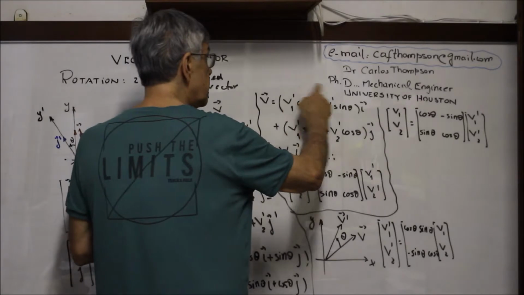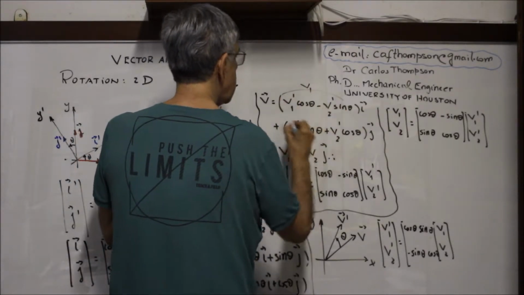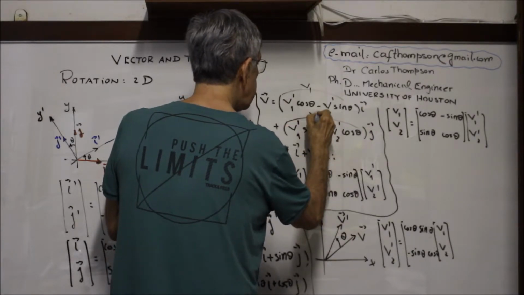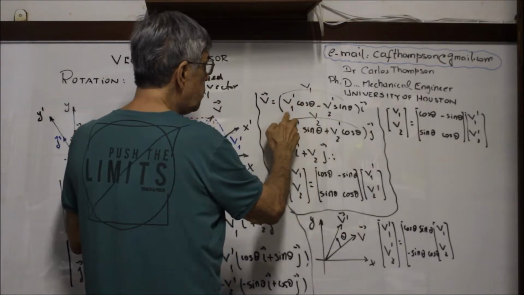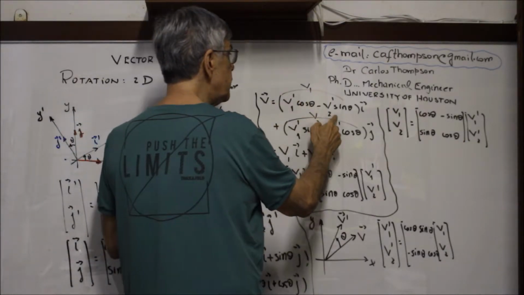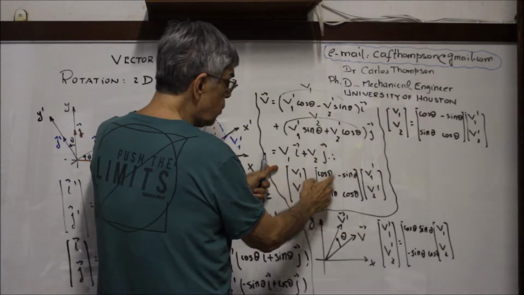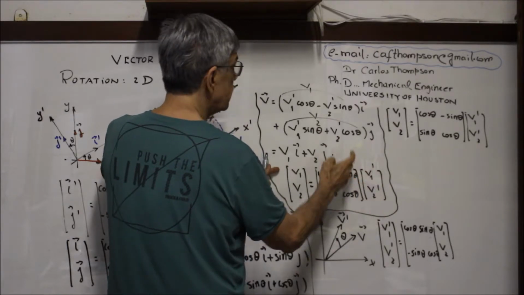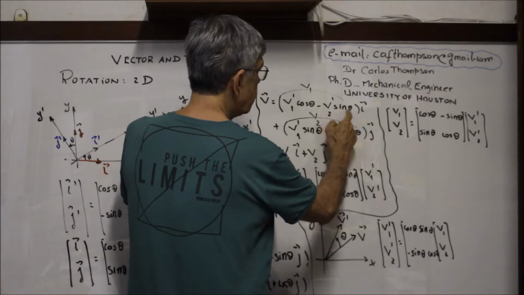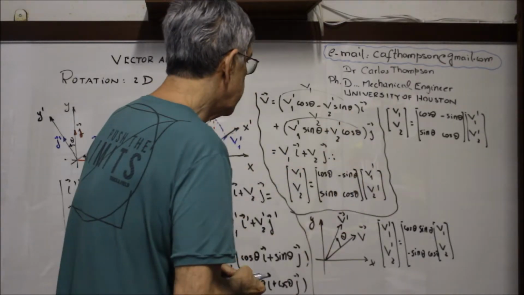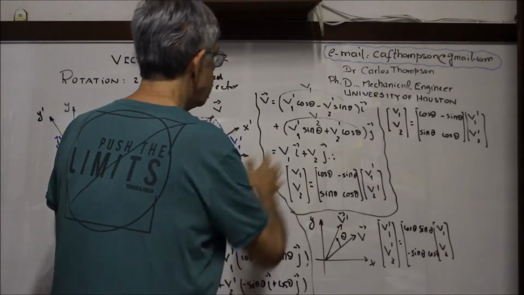So this term over here must be v1, and this one must be v2. So v1 is v1 prime cosine theta minus v2 prime sine theta. I just write over here, look, v1 is cosine theta v1 prime, in this case, minus v2 prime sine theta, and this over here. It's very easy.